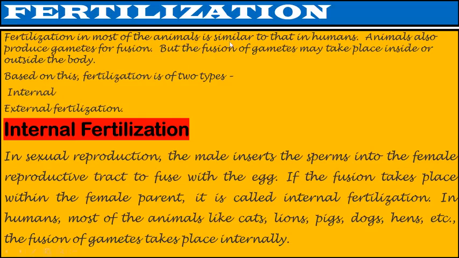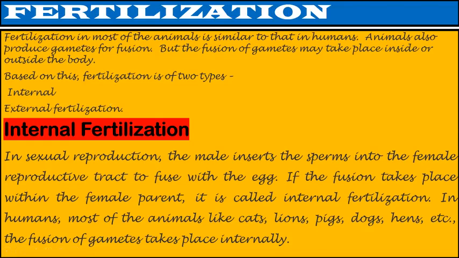Fertilization in most of the animals is similar to that in humans. Animals also produce gametes for fusion, but the fusion of gametes may take place inside or outside the female body. Based on this, fertilization is of two types: internal and external fertilization.